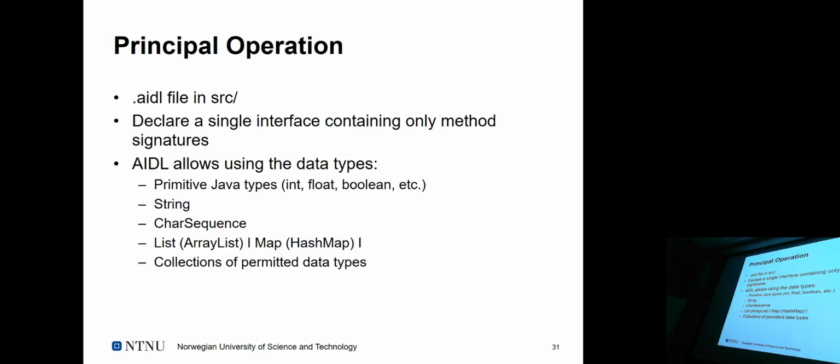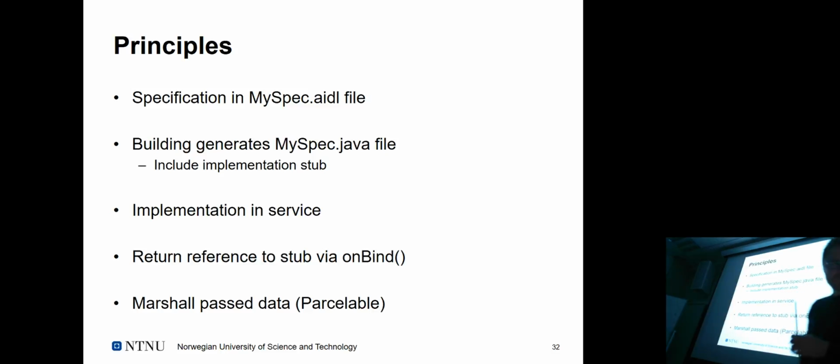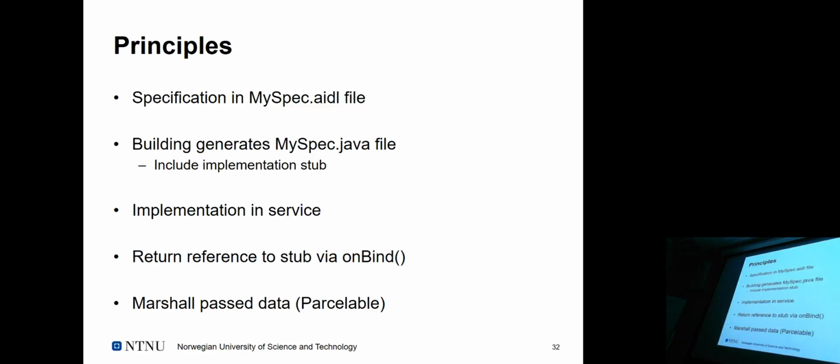So if you have complex objects, you need to find a way of thinking, okay, how can I deconstruct them? So they're basically specified in the AIDL file and then built and generated into the corresponding Java file, implemented in the service, and then basically the stub implementation is provided and can be accessed via onBind. So whatever you return is the access to the service functionality that's generated by the AIDL compiler. Yes, so yeah, that's it.